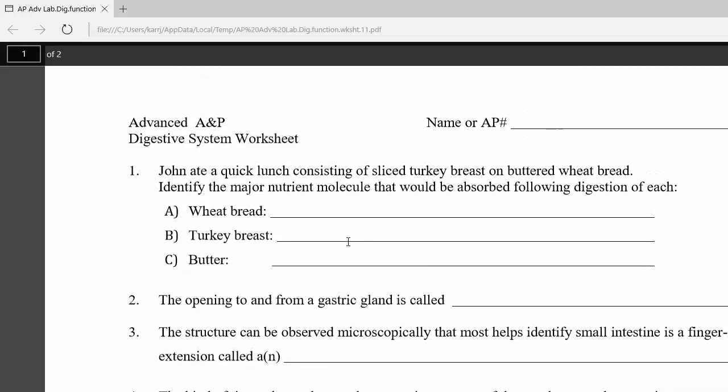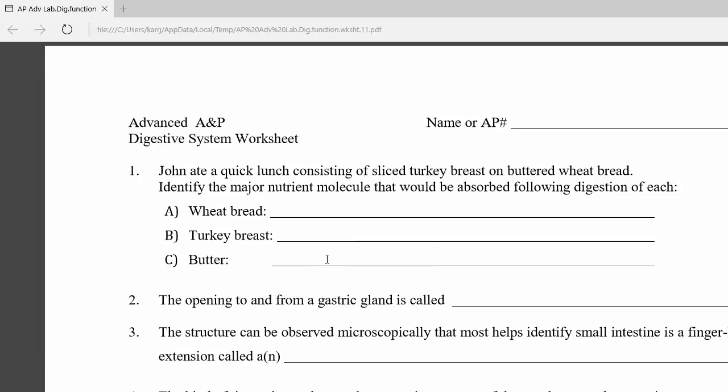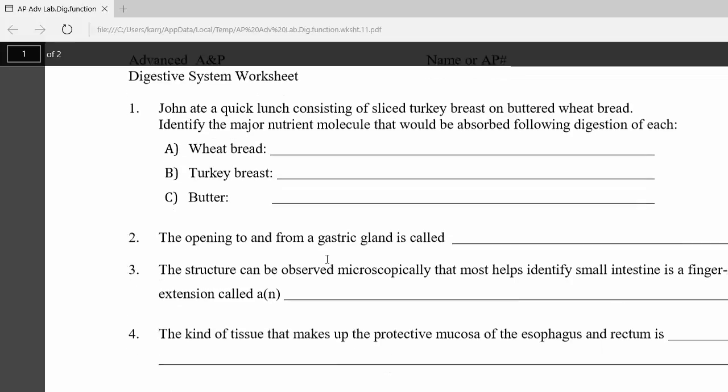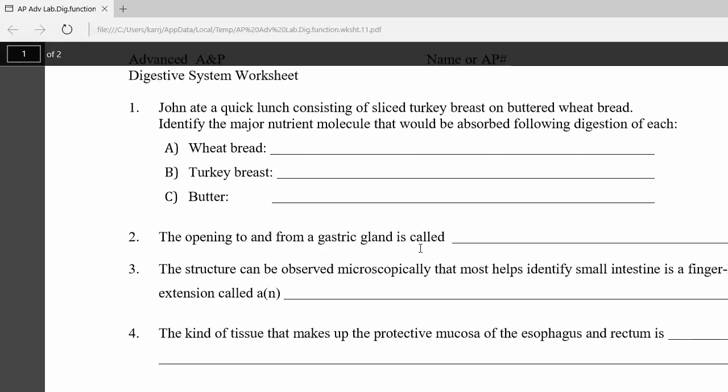Turkey breast, amino acids, and butter. Well, it's made of fat, but what can we actually absorb? Yep, fatty acids, and what's the other component? Glycerol. Yep, glycerol.